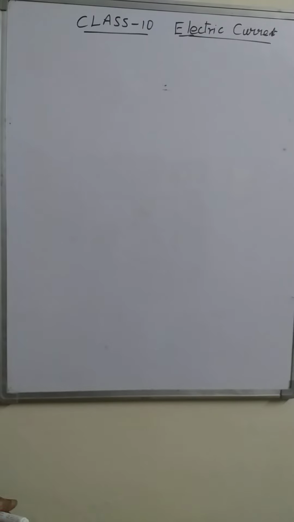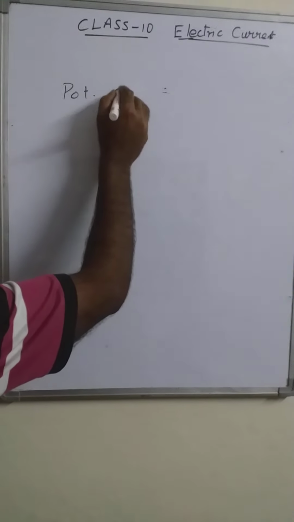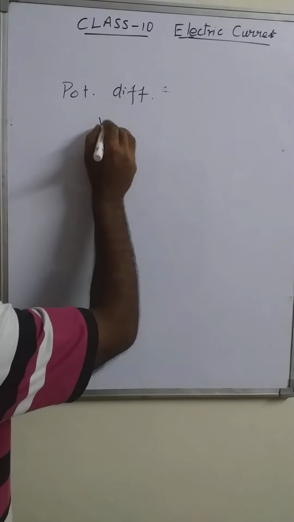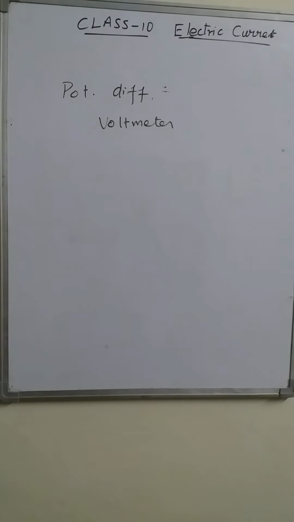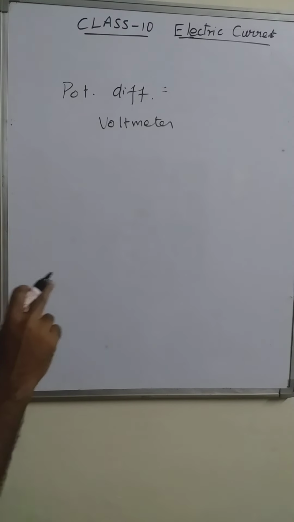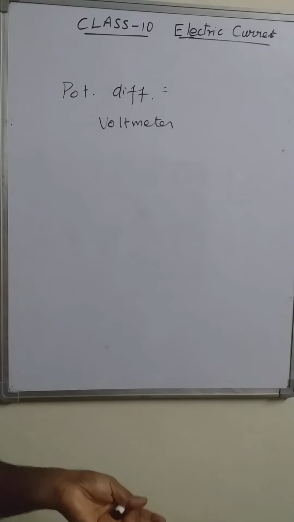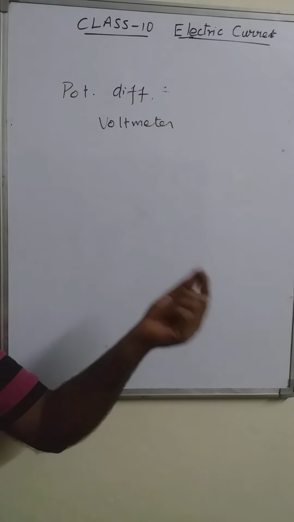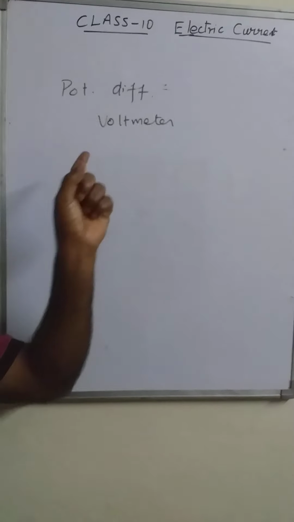Here potential difference is also measured by a device, that is the voltmeter. That was an ammeter, to measure the amount of current flowing through it. Here we use the device voltmeter. It is not a voltameter. Voltameter is another device. We cannot say that is a device, that is the source of current. That was also like a cell, but here this is voltmeter.